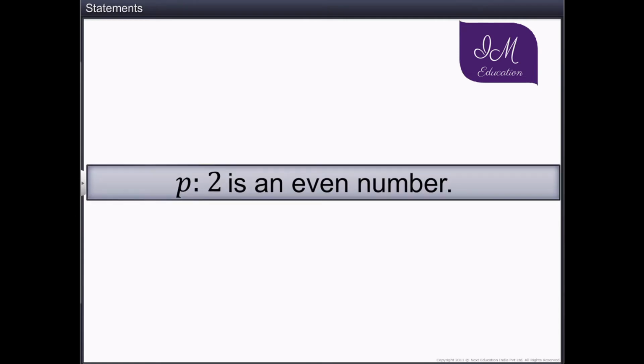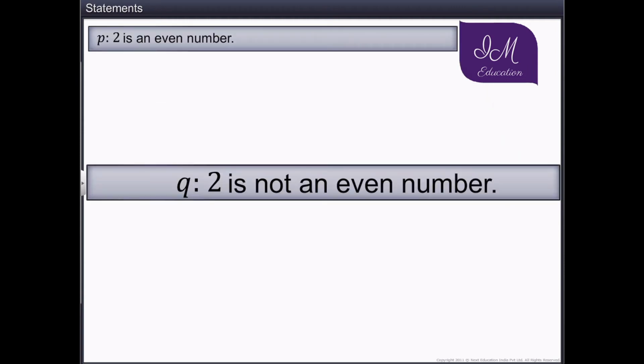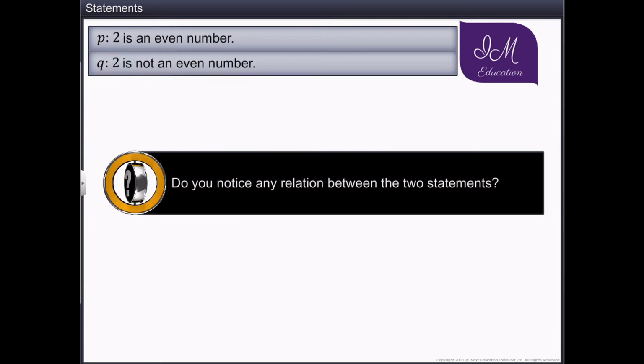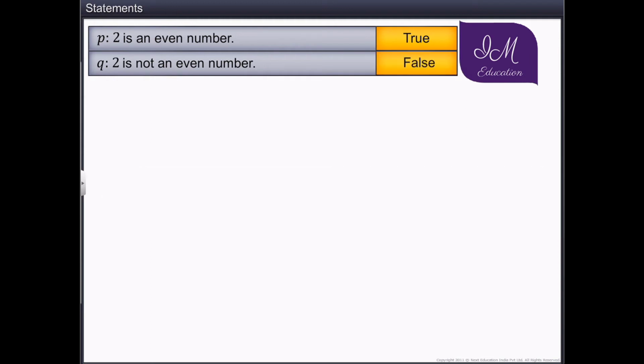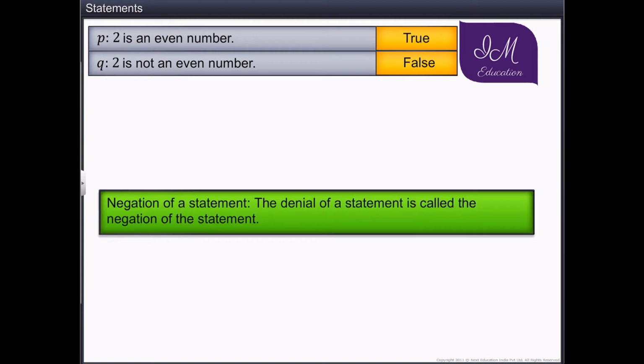Let's consider the statements given. Statement P is 2 is an even number. Statement Q is 2 is not an even number. Do you notice any relation between the two statements? Statement P is true, while statement Q is denying statement P. This implies that statement Q is false. Such a statement is called the negation of a statement. The denial of a statement is called the negation of the statement.